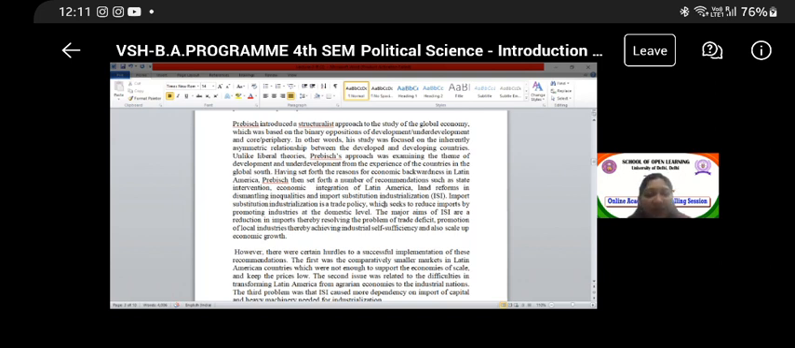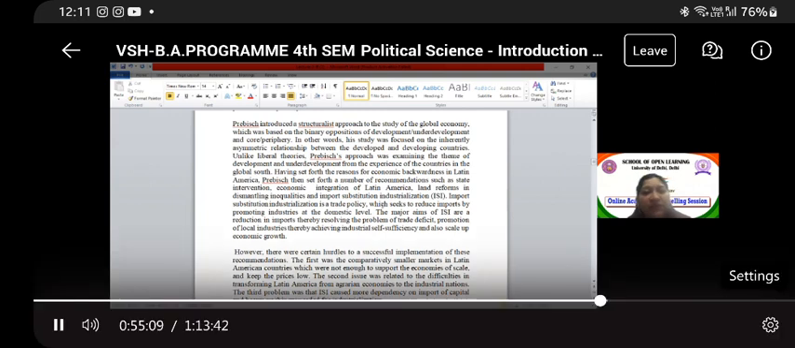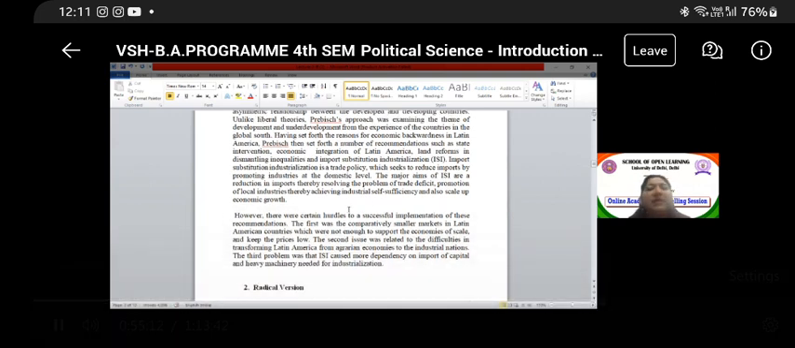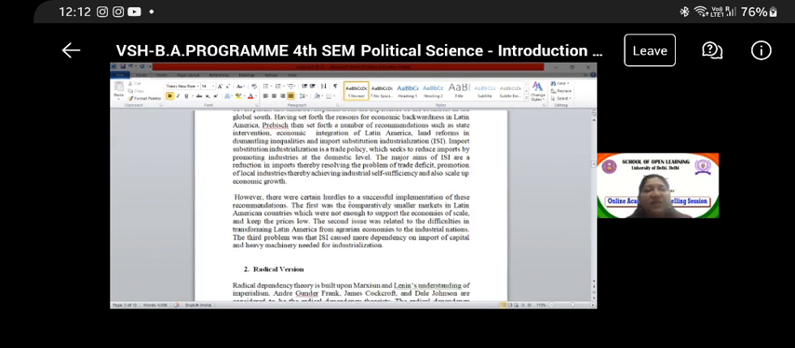Having set forth the reasons for economic backwardness in Latin America, Prebisch then set forth a number of recommendations also. And one such recommendation was import substitution industrialization, ISI. Import substitution industrialization is a trade policy that seeks to reduce imports by promoting industries at a domestic level. Very similarly, it happened in the Nehruvian era in India also, where this ISI was emphasized so that we become self-sufficient, and then probably that self-sufficiency would lead to lesser imports. Production can be controlled here, and this would give our economy a little push. All right. So the trade deficit perhaps can be lessened. This is what Prebisch also aimed at.